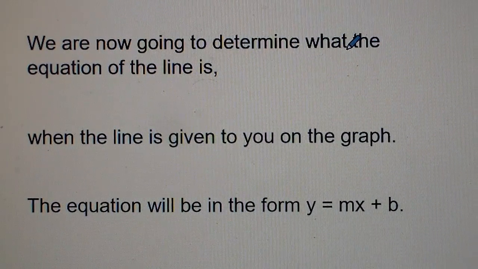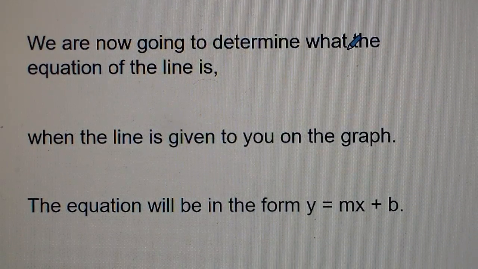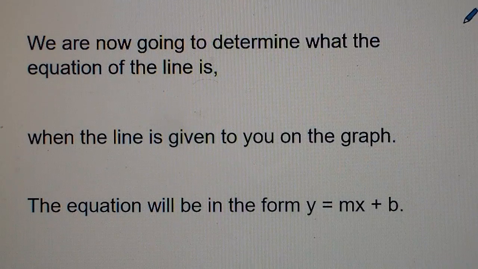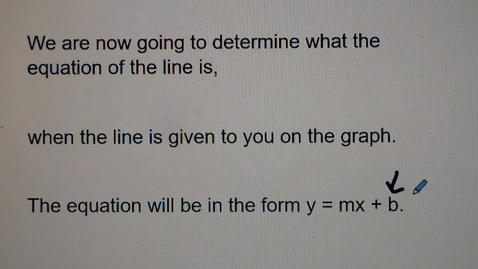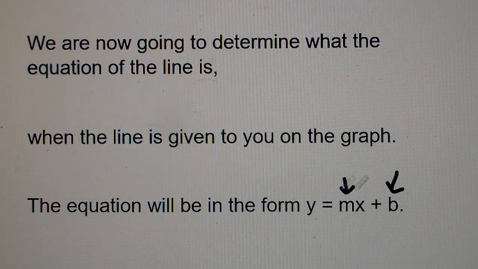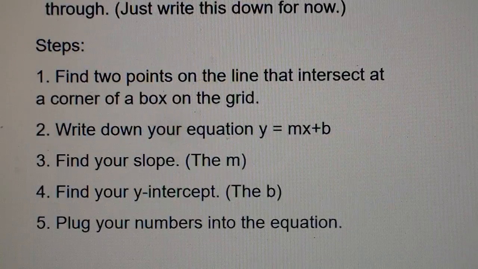Now, we are going to determine what the equation of the line is when the line is given to you on the graph. The equation will be in the form of y equals mx plus b. Well, we know our b is our y-intercept, so that's just where our line crosses the y-axis, and our m is the slope, the rise over the run, which we talked about before.